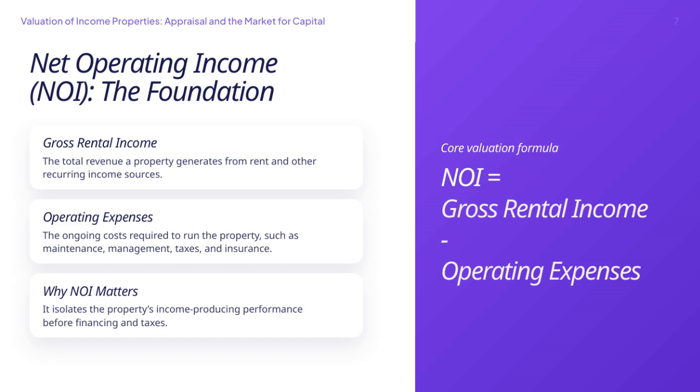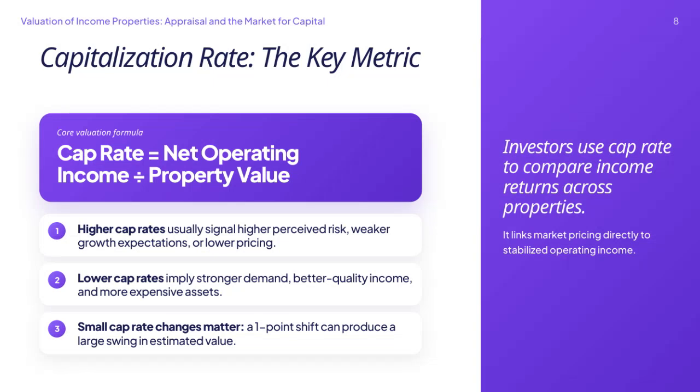The capitalization rate, or cap rate, is a key metric we use to evaluate income properties. It's calculated by dividing the net operating income by the property value. Essentially, it shows the return an investor can expect based on the income generated. Higher cap rates usually indicate higher perceived risk or weaker growth expectations, which often means a property is priced lower to attract buyers. On the other hand, lower cap rates suggest stronger demand, higher quality income, and more expensive assets.